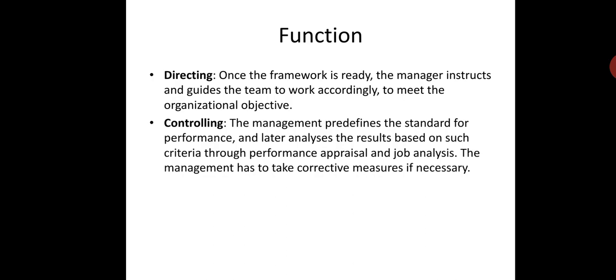Okay, next is controlling. After directing, controlling is an important part, because when we have good resources, a good plan, and good direction, we need to make sure that whatever output is coming is what is expected, not less and not beyond. In controlling, the manager predefines the standard for performance and later analyzes the result based on such criteria through performance appraisal and job analysis. The management has to take corrective measures if necessary. The manager who has pre-decided goals looks at what actual results have come, compares them with the predetermined goals, and takes necessary measures if they are necessary.